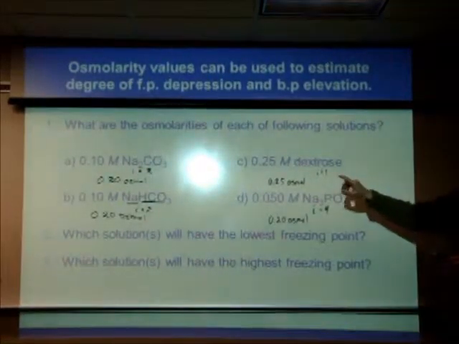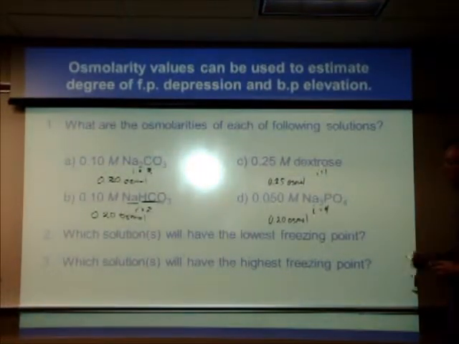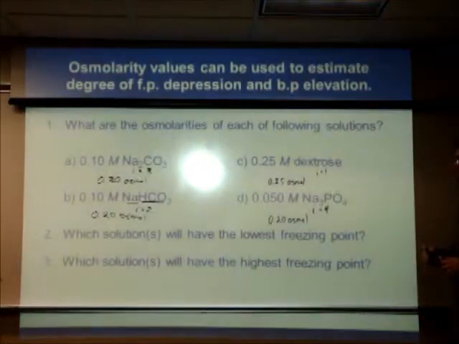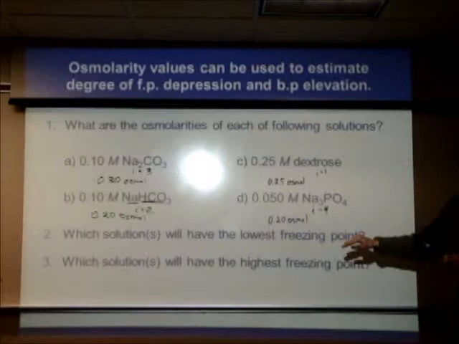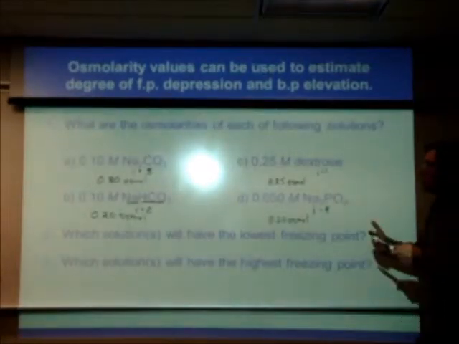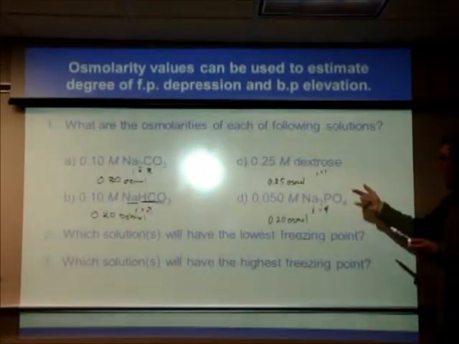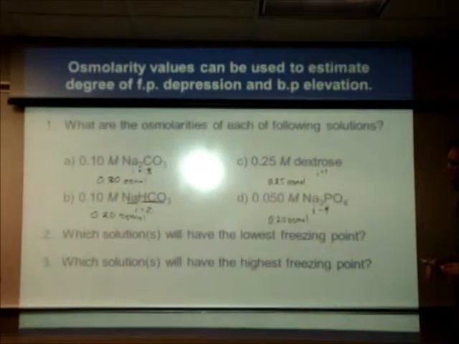Now, if we were looking at water flows, we could just look at these. But I can tell you that we can use this to estimate very accurately what would happen to the freezing point and what would happen to boiling point, which was not in this problem. So freezing point depression and boiling point elevation refer to an increased number of solute particles. Osmolarity tells us that. It tells us how many solute particles are there.